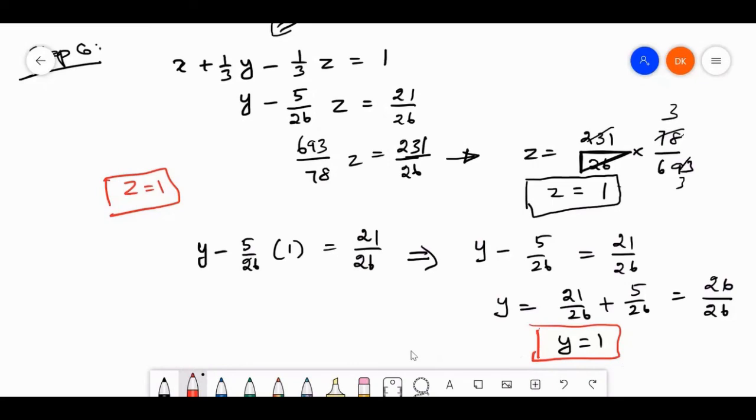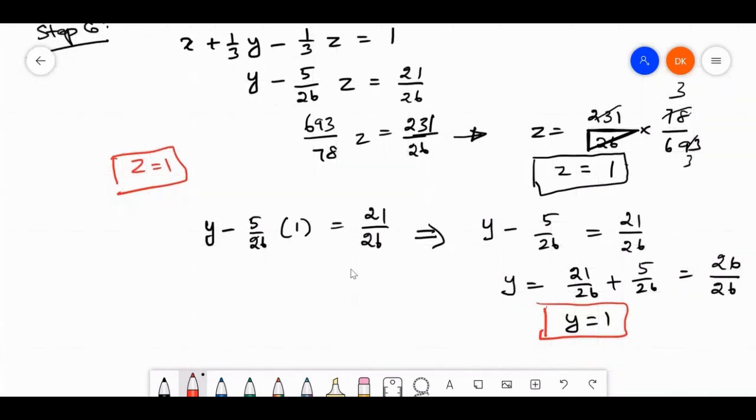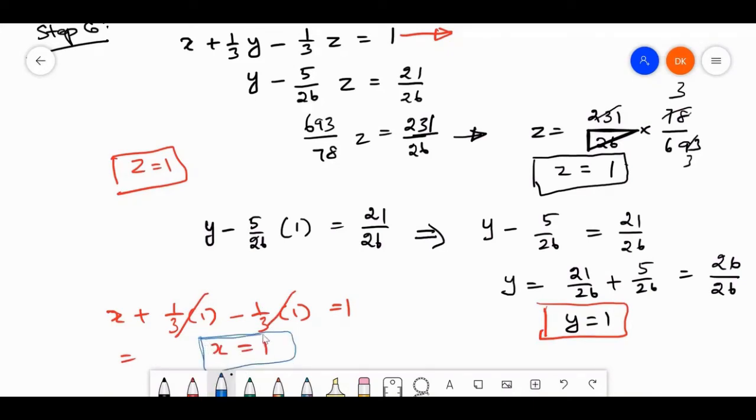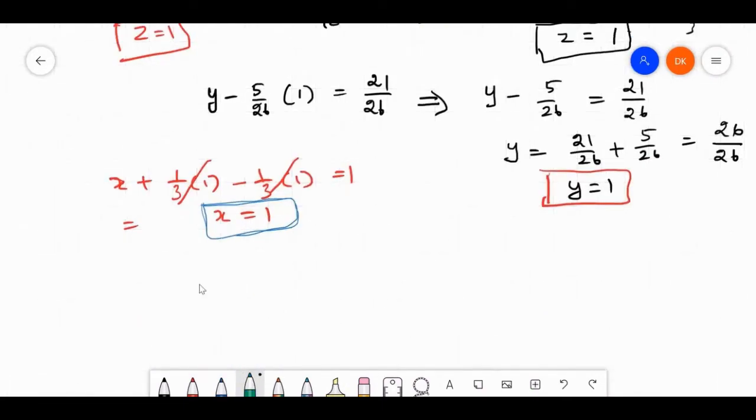Okay, so then you substitute x and y into the first equation here. So in this first equation, x plus 1 by 3 into y is 1, minus 1 by 3 into 1 is z, so that is equal to 1. So that means this gets cancelled, plus and minus, x is equal to 1. So now x is also 1. So the simultaneous equation solution is now x is equal to 1, y is equal to 1, z is equal to 1.